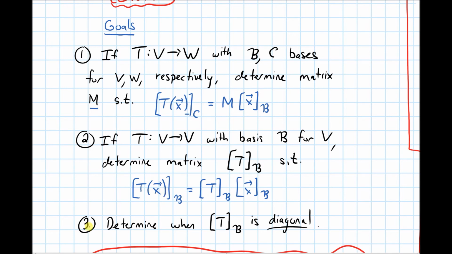And the third learning goal is, in the special case that I talked about in learning goal 2, just ever so briefly, this matrix that we'll investigate in learning goal 2, we'll talk about when that matrix is going to be diagonal. What has to happen for that to be true?